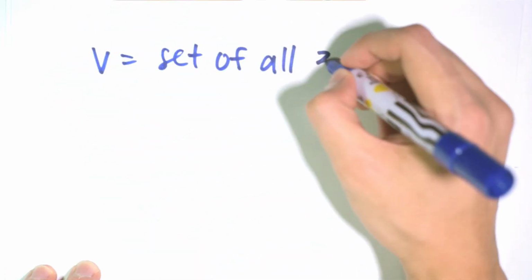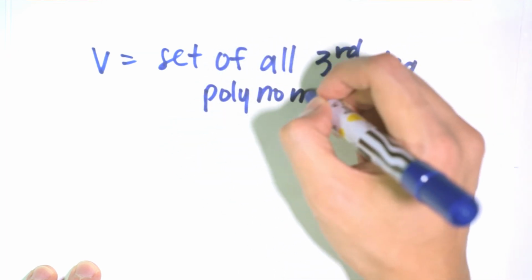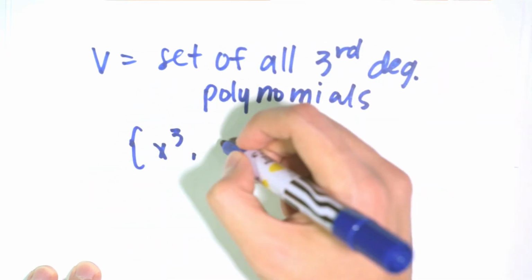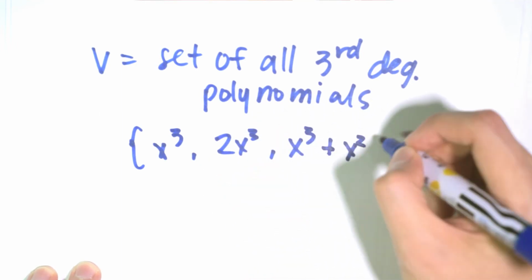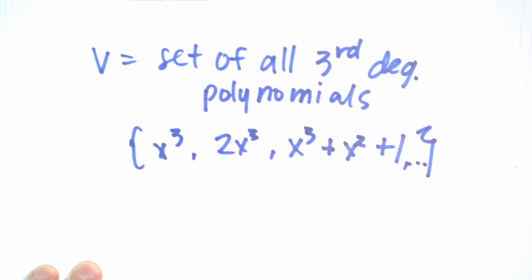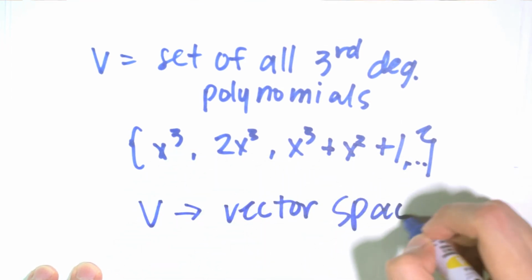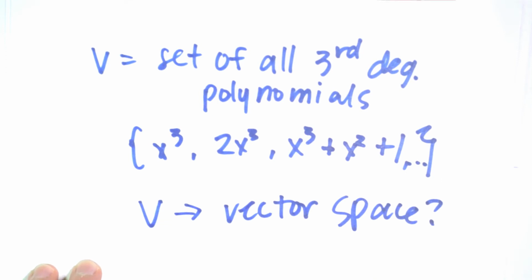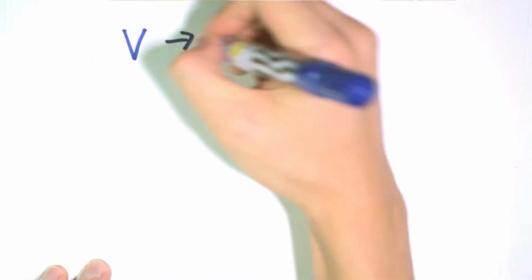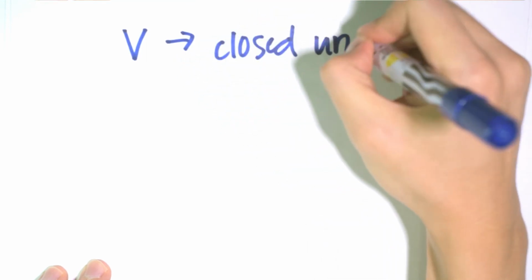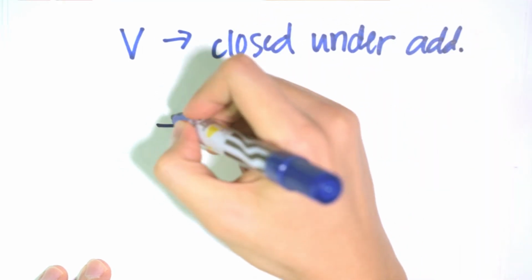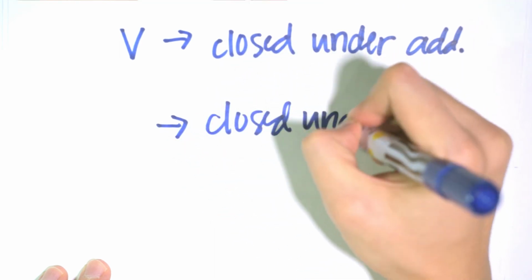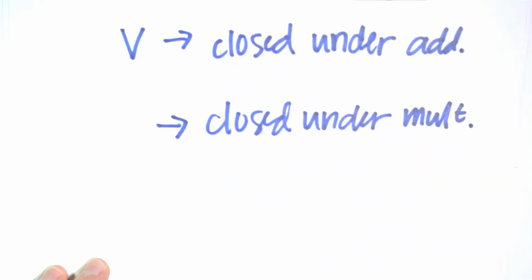So let's look at a few examples on determining vector spaces. Say we have a set of vectors containing all third-degree polynomials. Some elements in this set would be x cubed, 2x cubed, and x cubed plus x squared plus 1. So all polynomials as long as the highest degree is 3. So we ask ourselves, is the set of vectors containing all third-degree polynomials a vector space? Since a vector space must be closed under addition, the sum of any two vectors must also be a third-degree polynomial. And since it is closed under scalar multiplication, scaling any third-degree polynomial must also result in a third-degree polynomial.